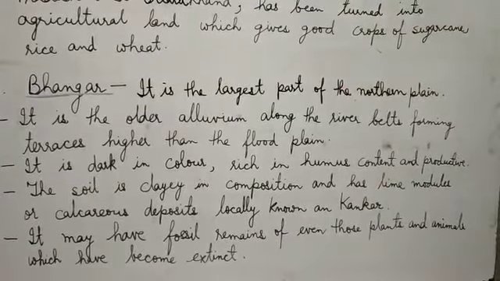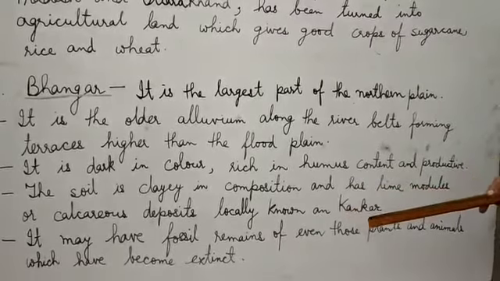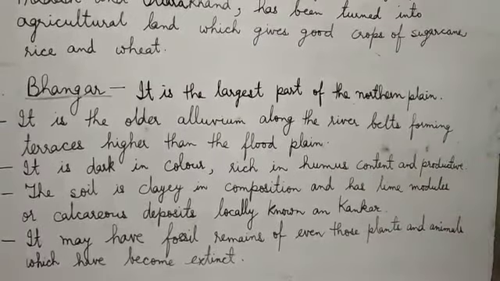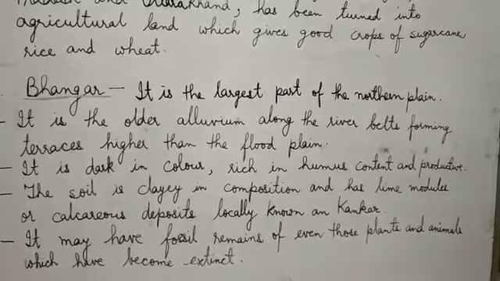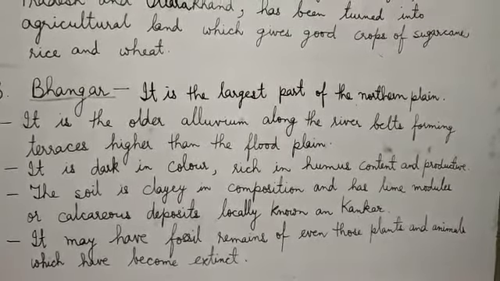So there is a presence of conker in this older alluvium soil, that is Bhangar soil. It may have fossil remains of even those plants and animals which have become extinct. Okay, so fossils also can be found in the Bhangar soil. Alright.